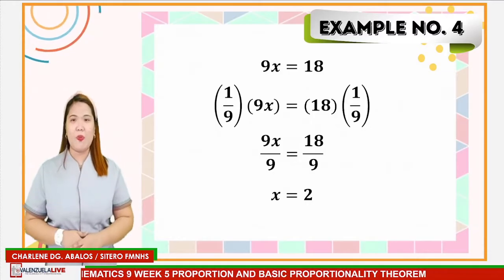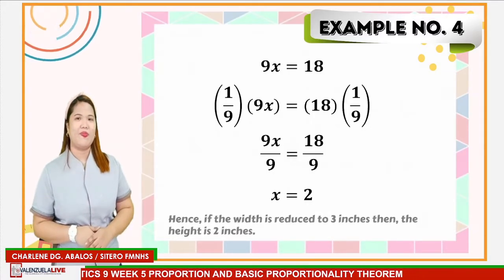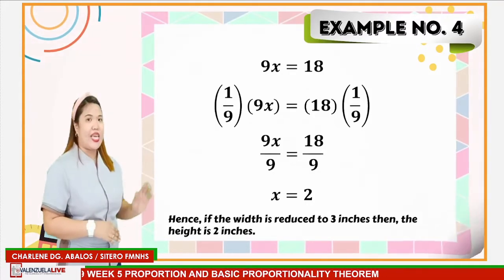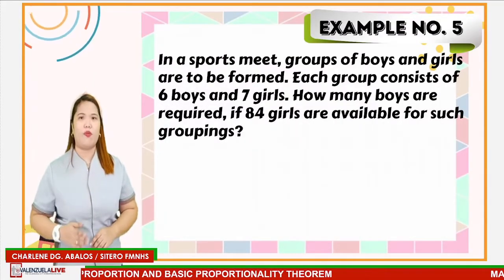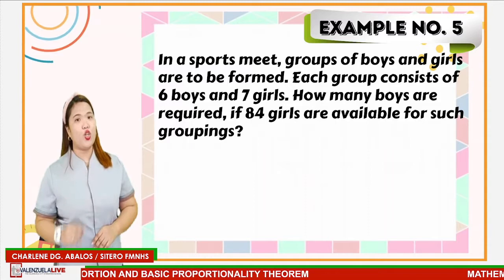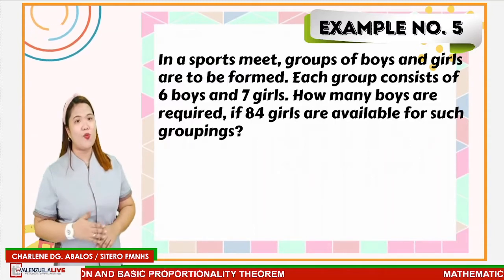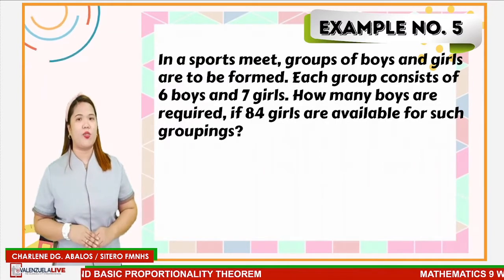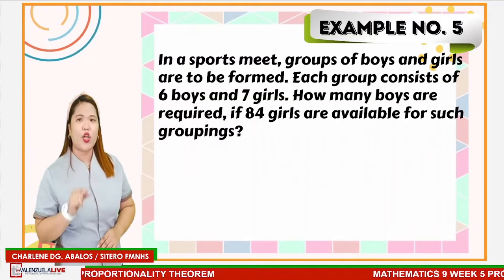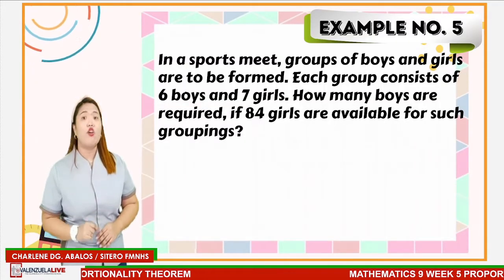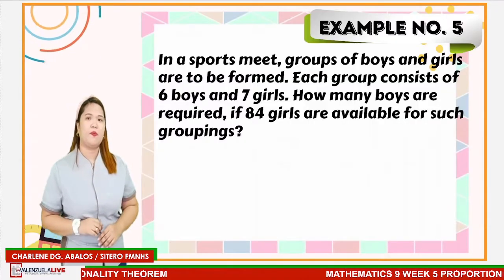Here is another problem. In a sports meet, groups of boys and girls are to be formed. Each group consists of 6 boys and 7 girls. How many boys are required if 84 girls are available for such groupings?